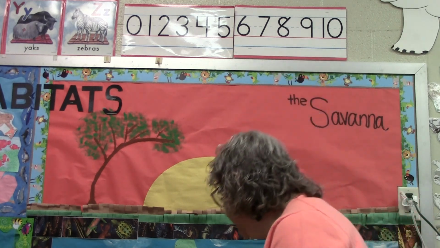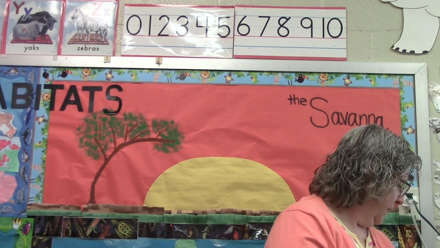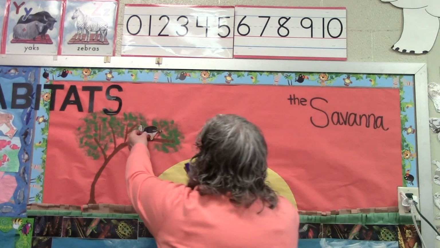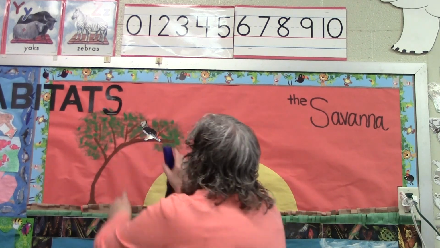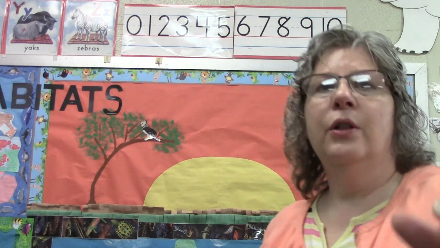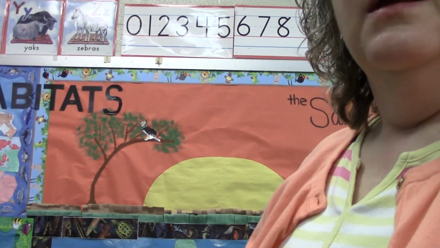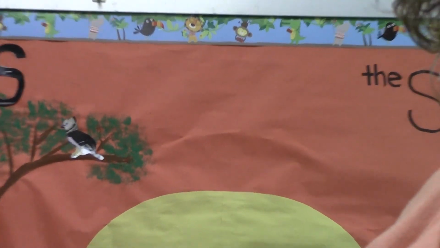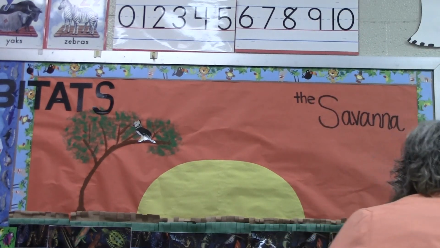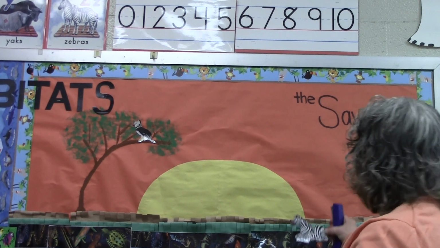Also, let me show you some animals that can be found in the savanna. And I'm going to put them up on our bulletin board so you can see. Some are called the vultures. So they like to be in the trees and things. Let me see if I can get you a little closer so you can see. There, we'll try that. Here are the zebras we talked about.